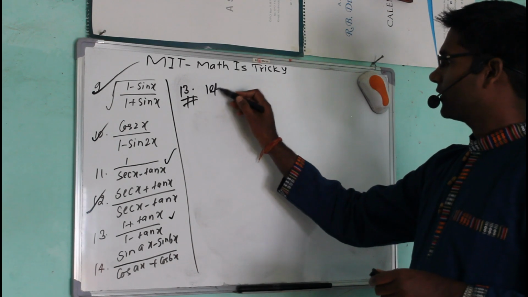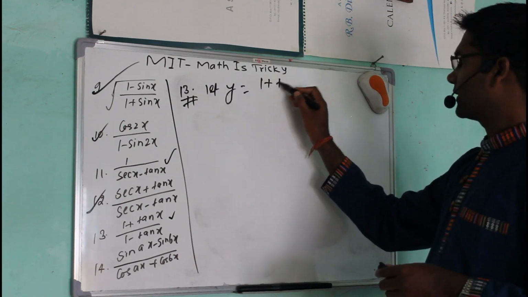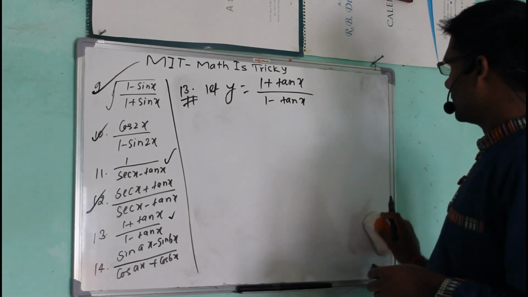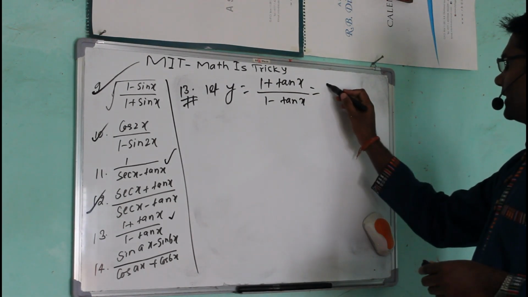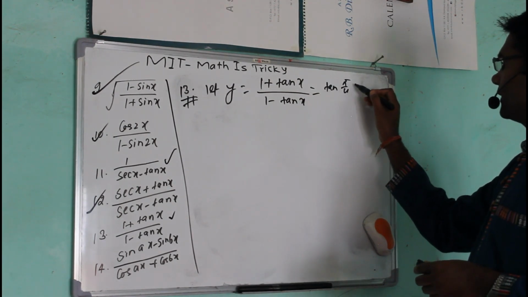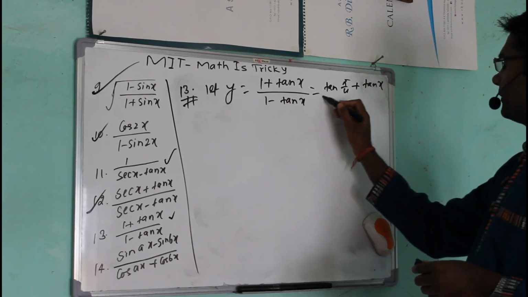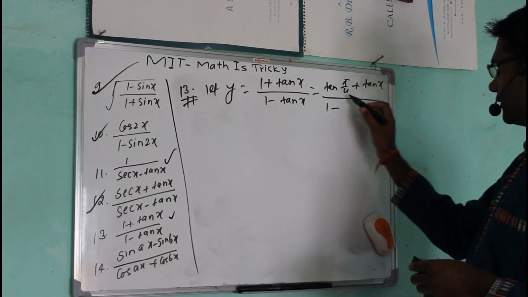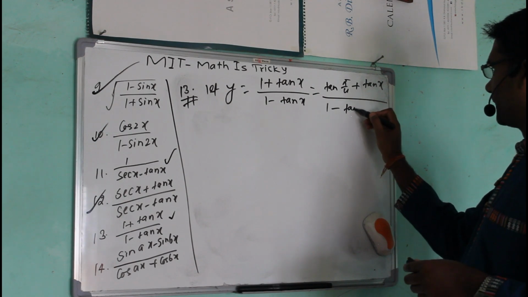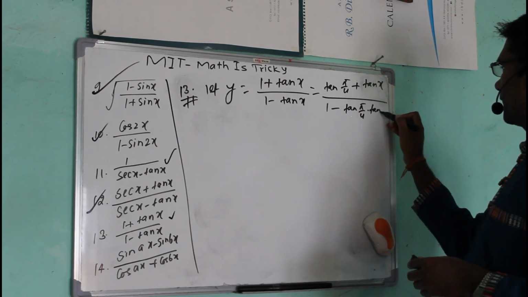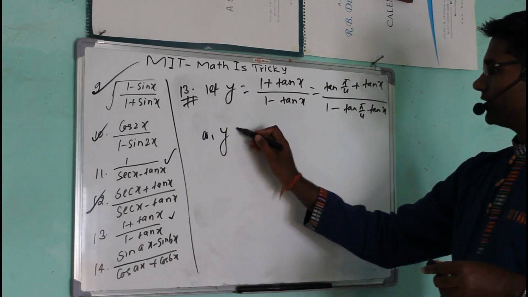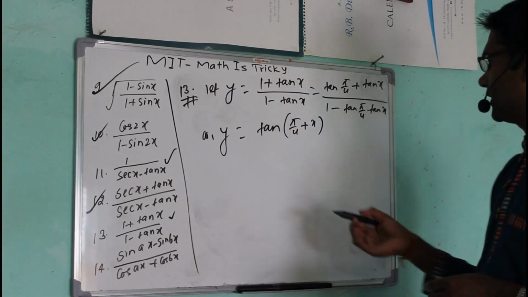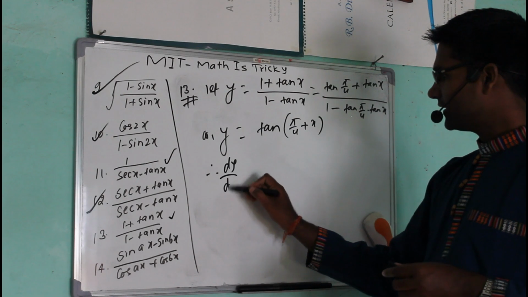Let y equals 1 plus tan x by 1 minus tan x. Again, for 1 we can write tan pi by 4, that is 45 degree, plus tan x. I'm trying to use this formula: tan a plus tan b by 1 minus tan a tan b, so that we can write y equals tan of pi by 4 plus x. Okay, so that we have now the answer.